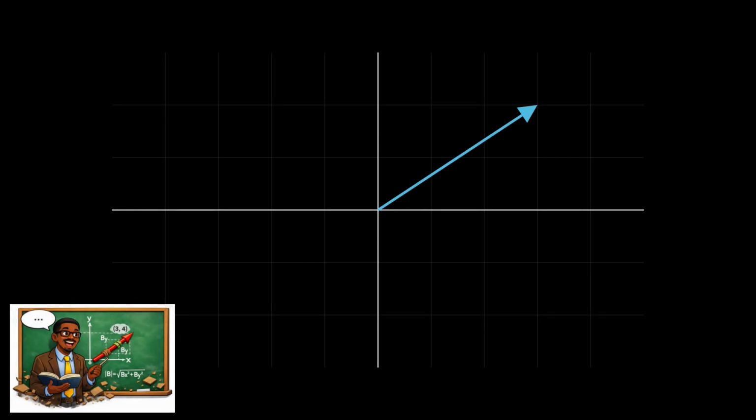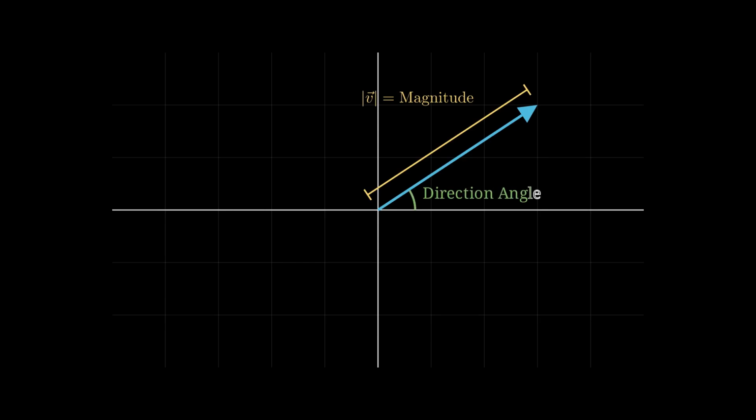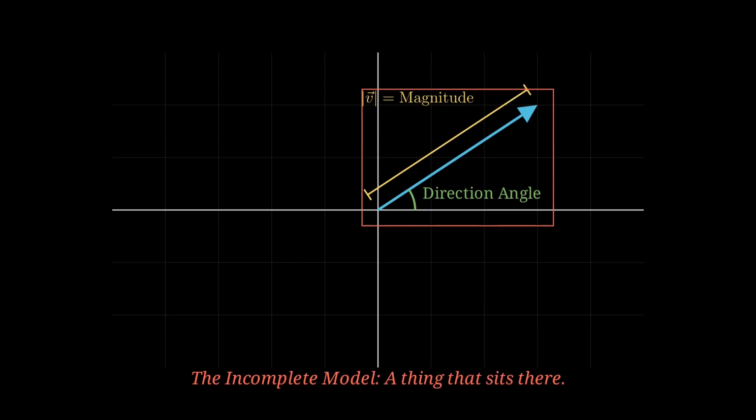Most people's modern introduction to vectors looks exactly like this. A teacher draws an arrow on a graph and delivers the standard definition. A vector is a mathematical quantity that possesses both a magnitude, which is simply a fancy word for its physical length, and a direction. On paper, this definition is entirely correct, but it sets a dangerous trap for your intuition. It leaves you with a structural mental model that a vector is a static physical object, a literal line segment glued directly onto a specific piece of graph paper.